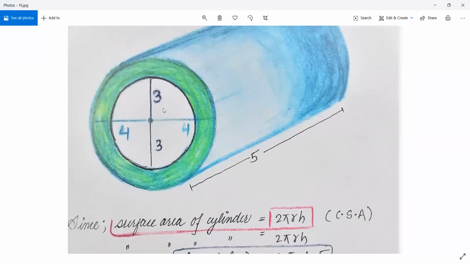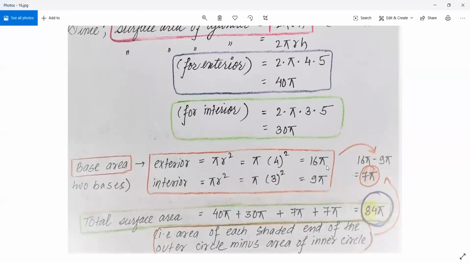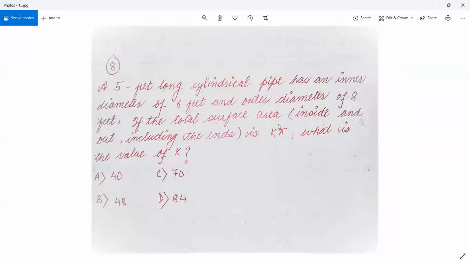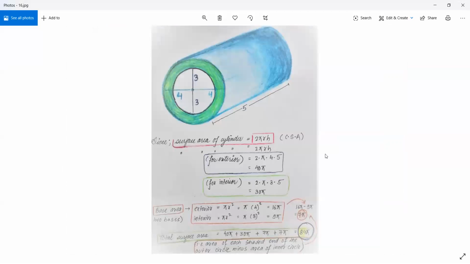The question has asked for both ends, right? The curved surface area of the exterior part, the interior part, and the circular part at both ends. Circular part at both ends means at one end it's 7 pi, and at the other end it's another 7 pi. Our question mentions that the total surface area, inside and out, both curved surfaces and including both ends, is k pi. So what is the value of k?